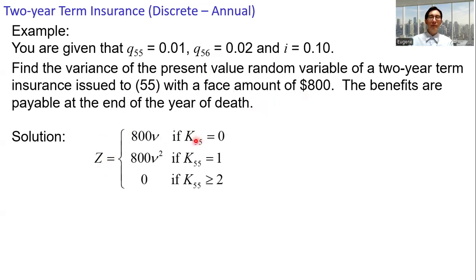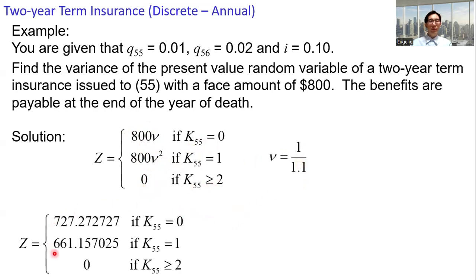The present value: if the individual dies before reaching age 56, that is K55 equals 0, this is the present value 800 nu. If the individual dies between ages 56 and 57, that is K55 equals 1, the present value is 800 nu squared. Or else it is 0 if the individual survives beyond age 57. Nu is 1 over 1.1, and therefore we get the numbers here.